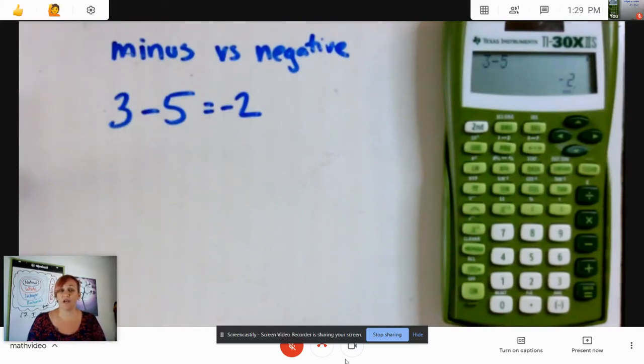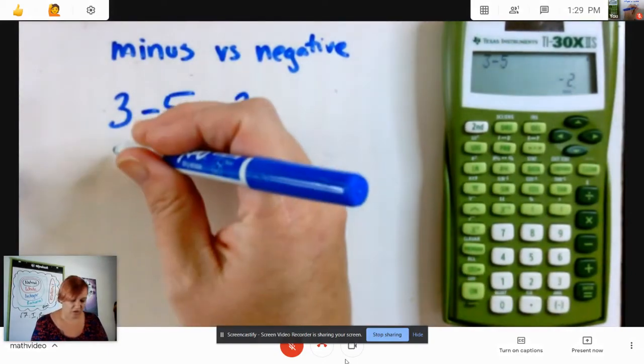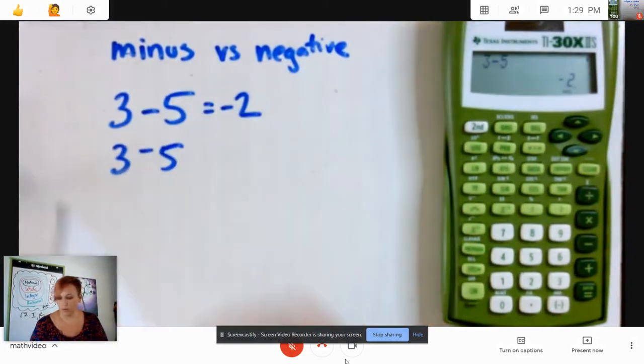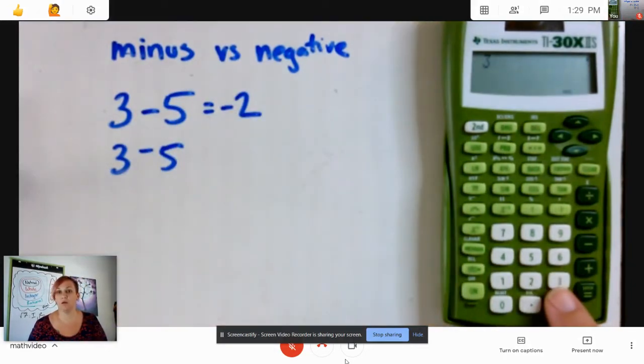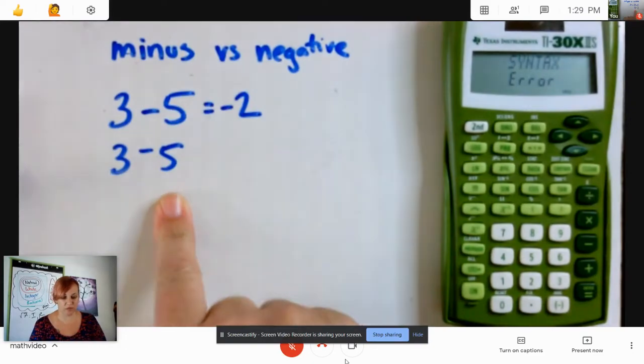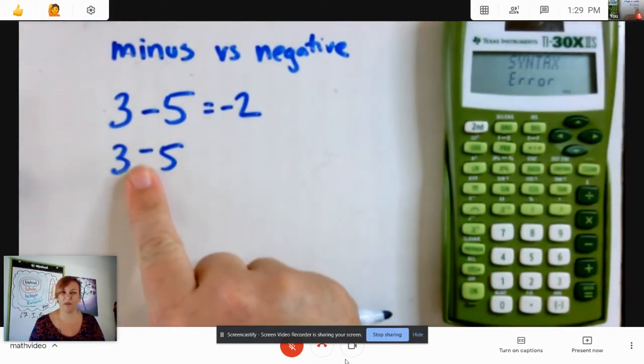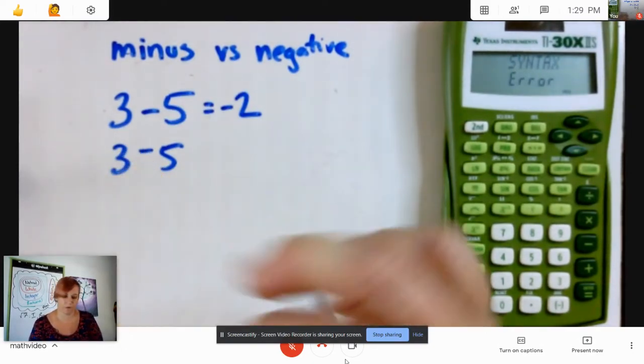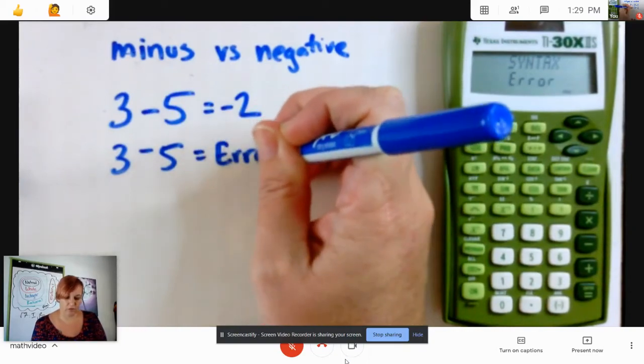Now there's another button that kind of looks like a minus sign. It's this one down here, right next to the decimal point. That's the negative symbol. If I accidentally type in 3, negative, 5, it still looks like it says 3 minus 5 on the calculator, but my calculator won't know what I'm talking about. It actually gives us a syntax error because it says, I don't know what 3 negative 5 means. Do you want me to subtract? Do you want me to multiply by -5? What are you talking about? So it gave us an error sign.